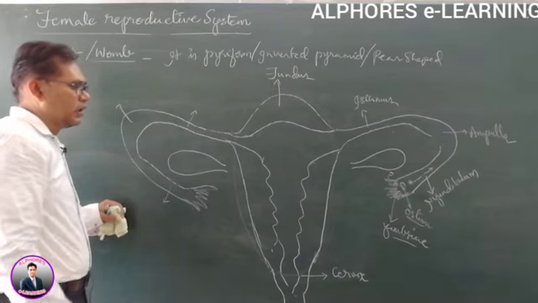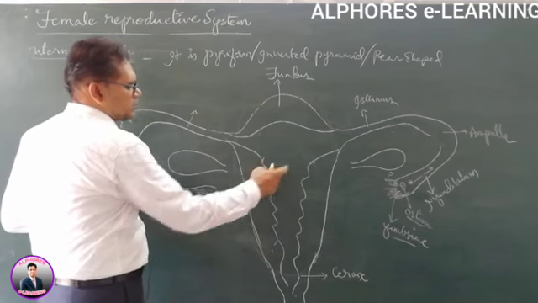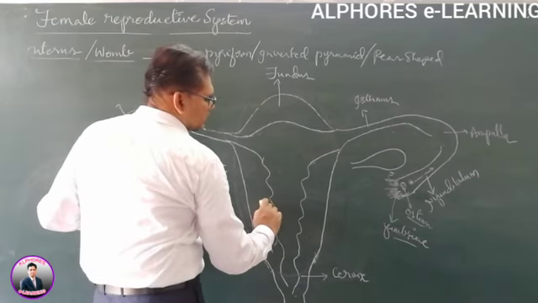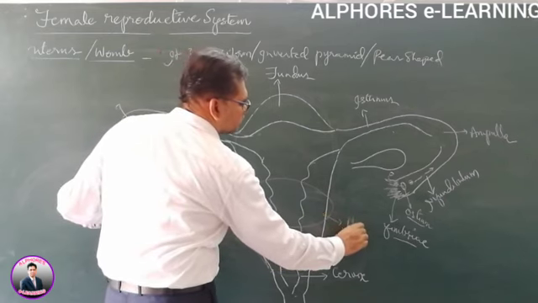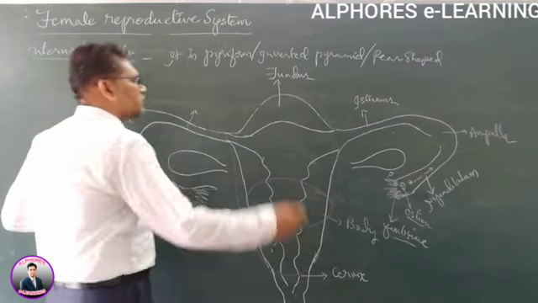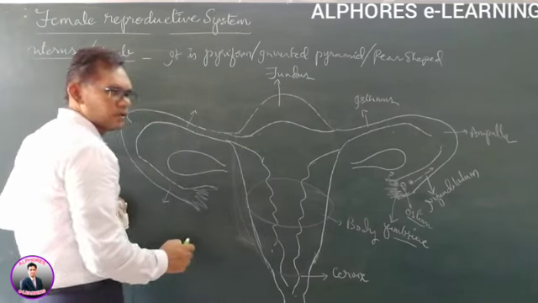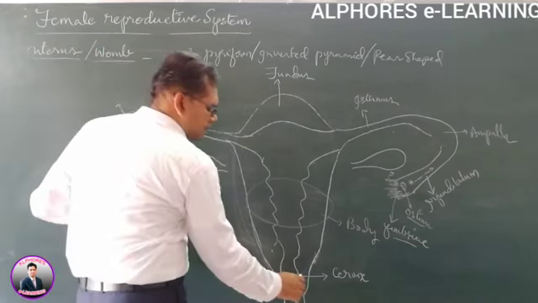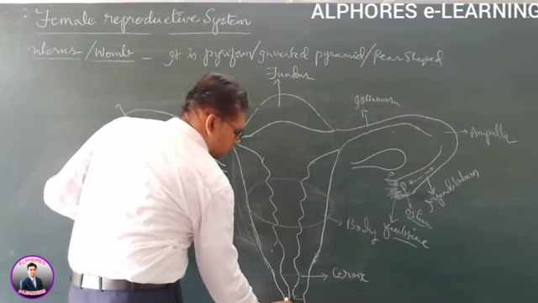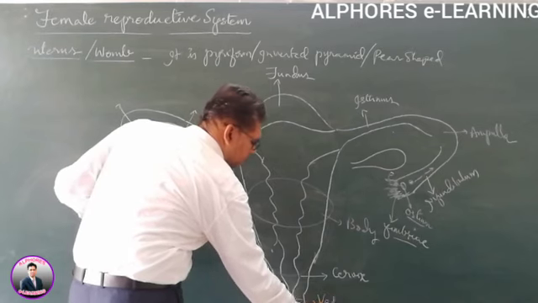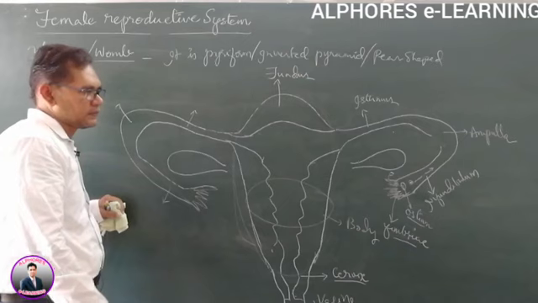Now, here it shows the entire structure. At this region, this part is called the body of the uterus. This is the fundus, and from here to here is the body of the uterus. Now, this narrow part where it opens into the vagina is called the cervix.